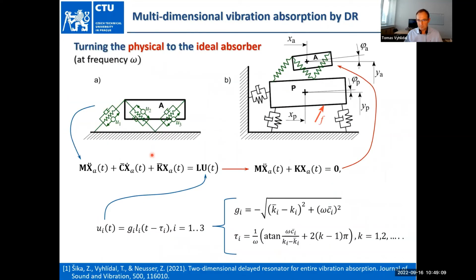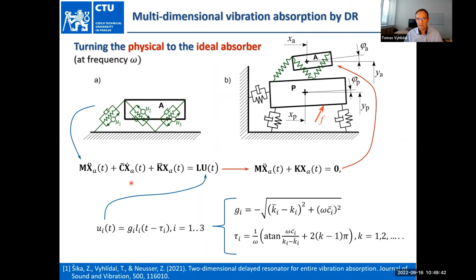Okay, so the first step is to design the ideal unifrequency absorber, and then in the next step, by delayed feedback, the physical absorber, which has actually a stiffness and damping in the links, is turned to the ideal using these actuators. It means that the stiffness needs to be virtually modified from the physical to the ideal, and the damping needs to be removed in each of the links.